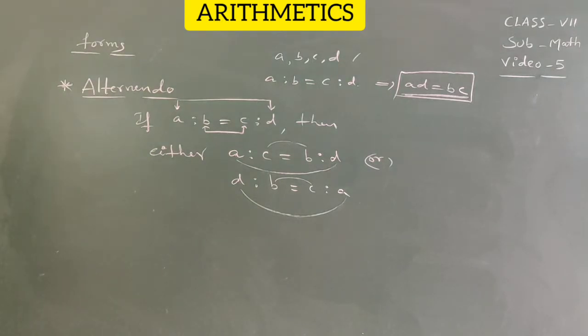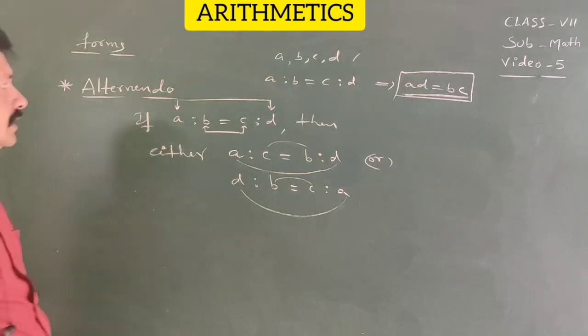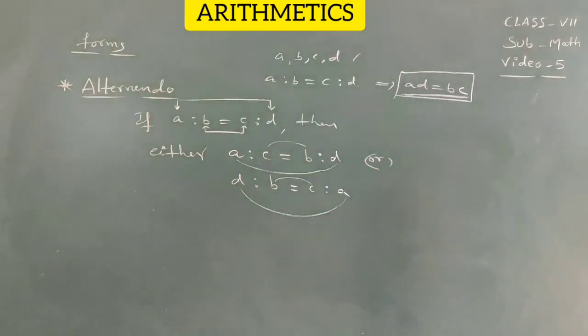Okay, you don't have any right to change AD equal to BC. If you get AD equal to BC, then any change is acceptable. This alternation is called alternando, in which we exchange either extremes or means.